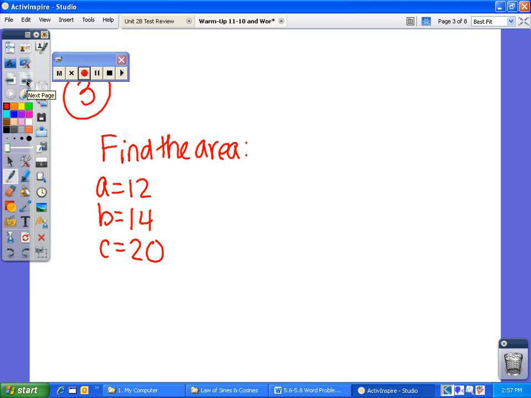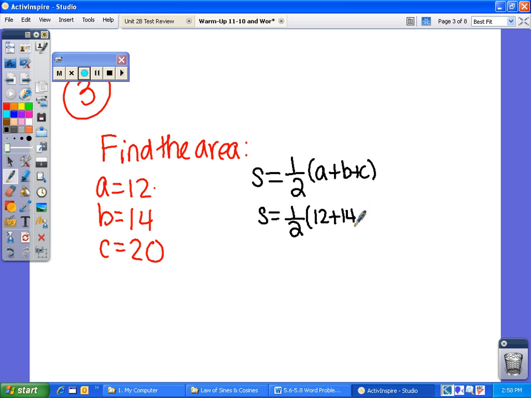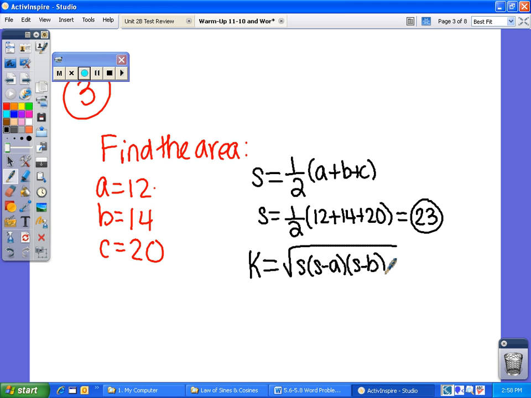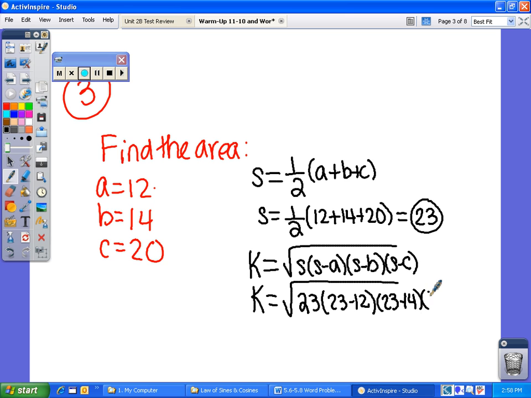Okay, the next one says find the area. Being that we have all three sides, we're going to use Hero's formula. Hero's formula starts off with S equals 1/2 of A plus B plus C. This is called our semi-perimeter, and we need our semi-perimeter to be able to solve for the area using Hero's formula. So when you add 1/2 of 12 plus 14 plus 20, you get 23. So our area is K equals the square root of S times S minus A, S minus B, and S minus C. So I set this up as 23 times 23 minus 12, 23 minus 14, and 23 minus 20.